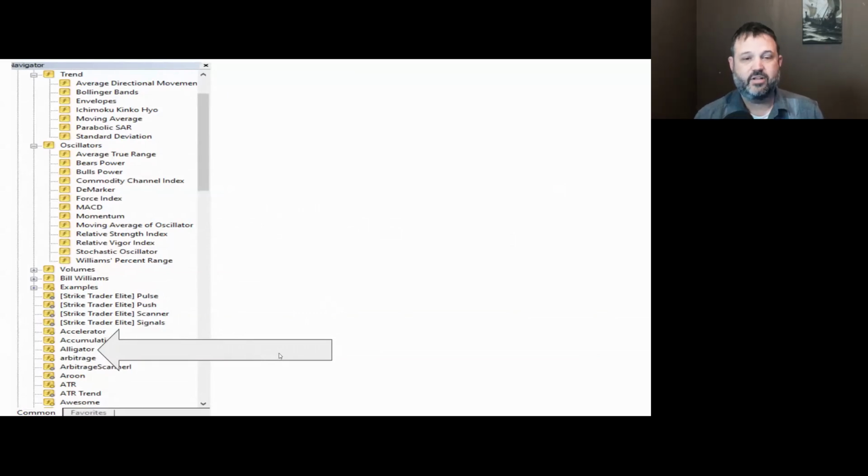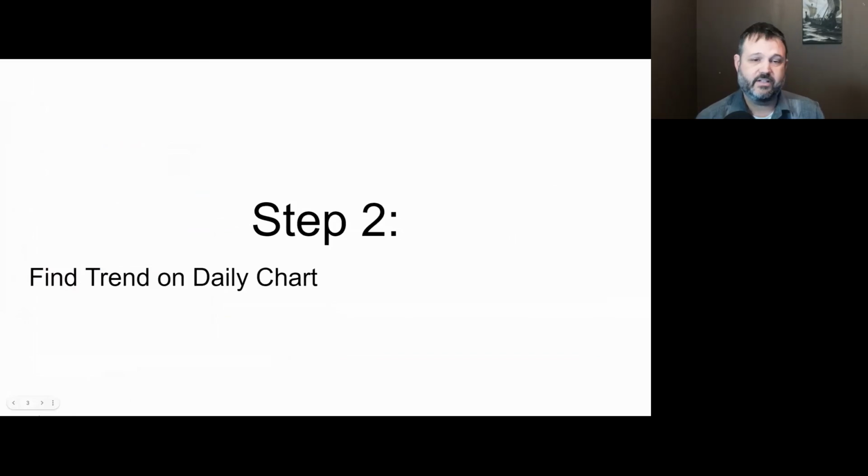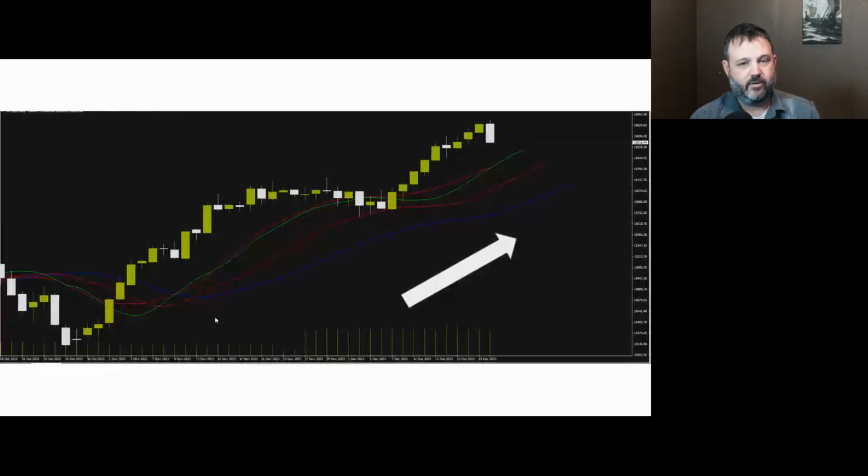Okay, so step two, this is a very simple strategy, by the way. Step number two is you're going to find the trend on a daily chart. Now, let's do a pop quiz. What direction is the trend? Oh, wait, the arrow, it's an uptrend. So we look on a daily chart. You can see this is October 26th. We're moving up. Nice uptrend. So we just find that.